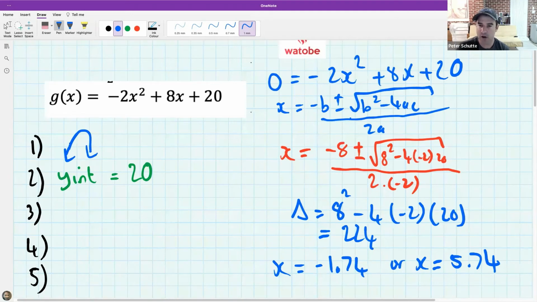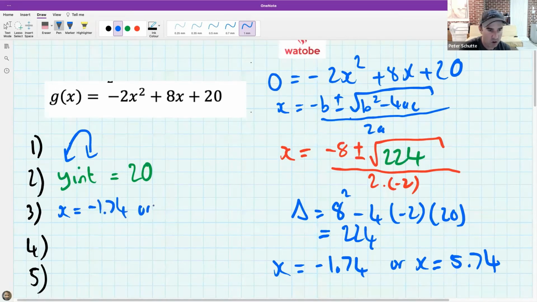So again, delta is an intermediate step. Basically, when I work out delta, I just work out what goes inside the square root, but I still need to go -8 plus the square root divided by -4, and -8 minus the square root of 224 divided by -4. Okay, so my x-intercepts are going to be x is -1.74, or x is 5.74.